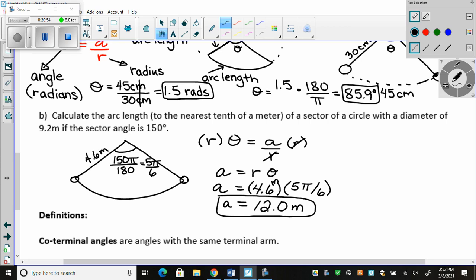Okay, your homework for tonight. Number 4 wants it to the nearest 10th. Number 5 wants you to convert radians to degrees to the exact value.